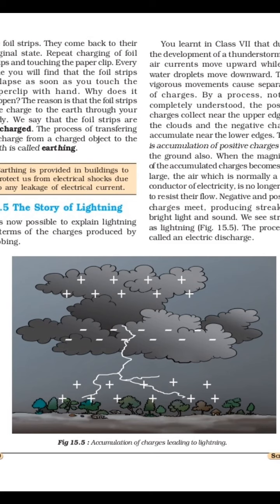When the negative and positive charges meet, at that time they produce streaks of bright light and sound, and we see streaks of lightning. This process is called an electric discharge. When the lightning process is going on, that process is called the electric discharge process.